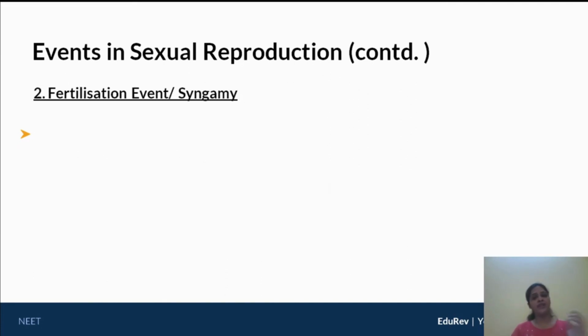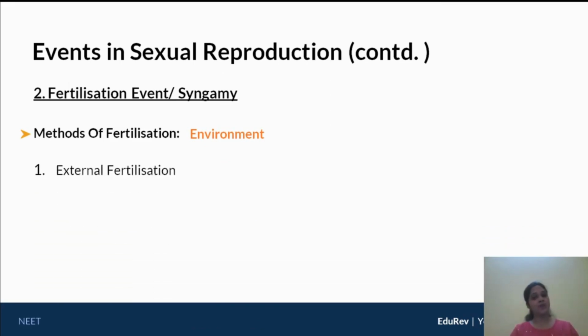Now, let's move on to the next event. So we've studied pre-fertilization. We move on to the next event, that is fertilization or syngamy. Syngamy, the word syn implies synchronized gamete fusion. Now, what are the different methods of fertilization? Now, these different methods of fertilization basically come in because of the environment in which fertilization is occurring. For example, you can have something called as external fertilization, but you can also have something called as internal fertilization.